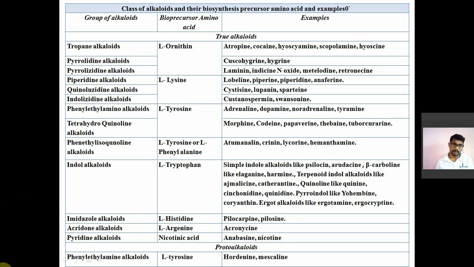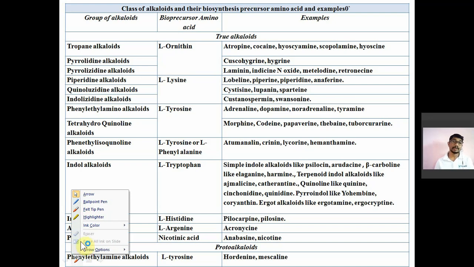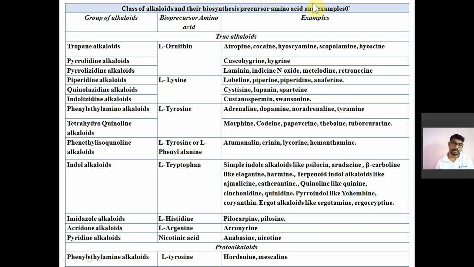So first slide here I have. I just want to revise the amino acids and the alkaloids and their bioprecursors. Alkaloids and bioprecursors, again it is an important part, so that's why I'm going to repeat it. Tropane alkaloids are biosynthesized from ornithine amino acid. Remember, tropane alkaloids are biosynthesized from ornithine amino acid, like atropine, scopolamine, hyoscine, cocaine. All these are tropane type alkaloids. They are biosynthesized from ornithine amino acid.